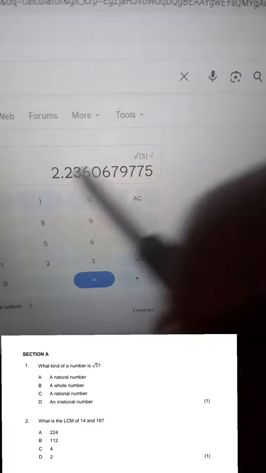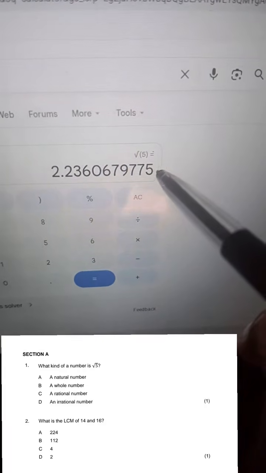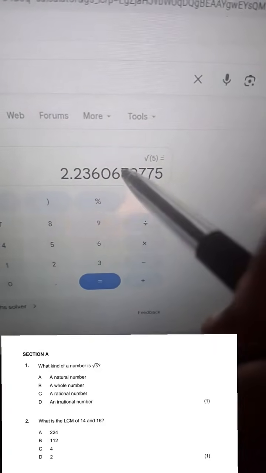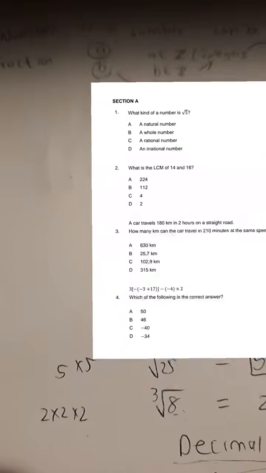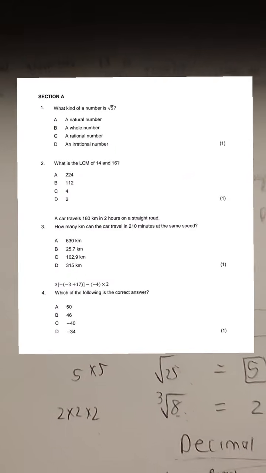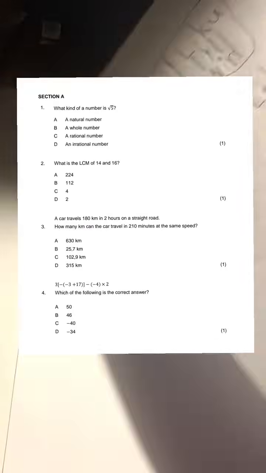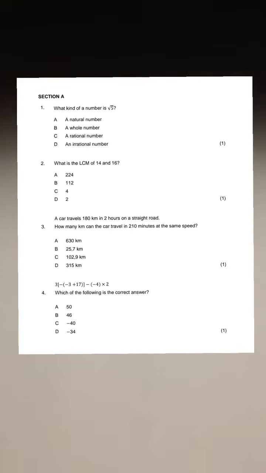And it is non-recurring and non-what? Terminating. We know that this would go on forever. It's just that we don't have enough calculator space. So this is definitely D. It is definitely D, guys. An irrational number. Okay. Please, grade 9s, make it a point that you know your content.